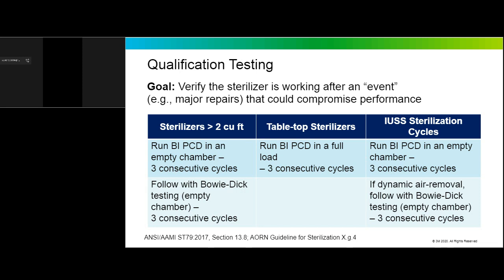For a large sterilizer, you run 3 consecutive cycles with a BI PCD and an empty chamber, followed, if it's a pre-vacuum cycle, by 3 cycles of our Bowie-Dick test. In tabletop sterilizers, if you have a gravity or a steam flush pressure pulse, again, you'd run that representative PCD in 3 full loads. Of course, those load items need to be quarantined until the results are available. And for IUSS, similarly, 3 consecutive cycles. For pre-vac, make sure you run that Bowie-Dick test as well.